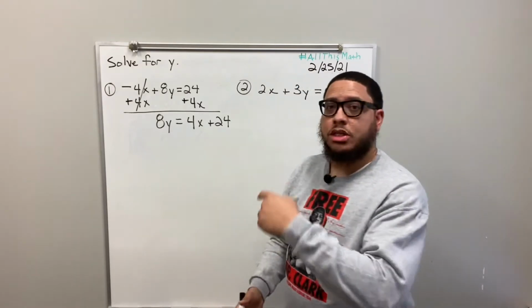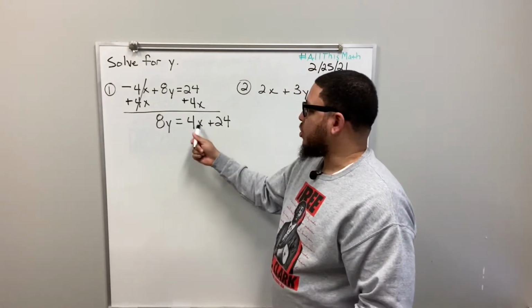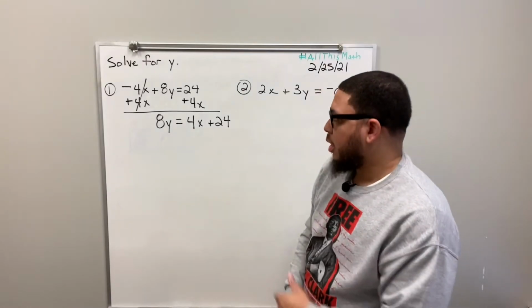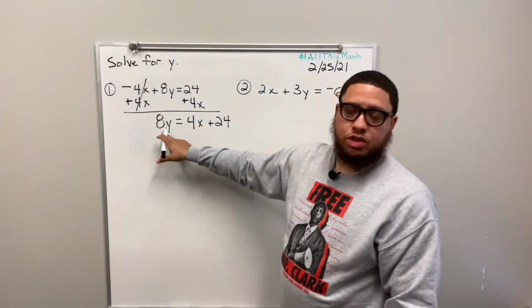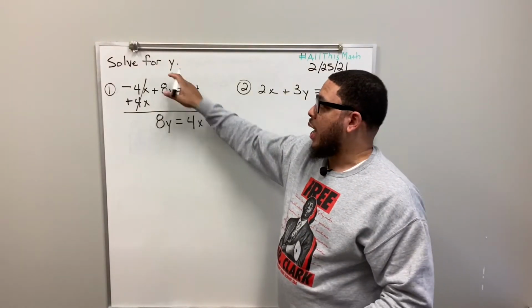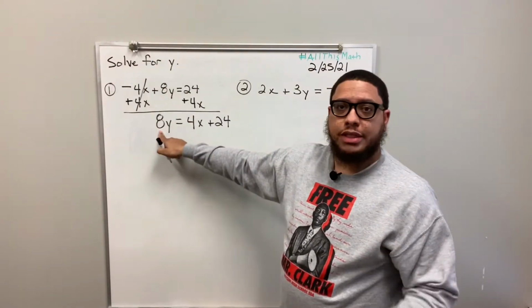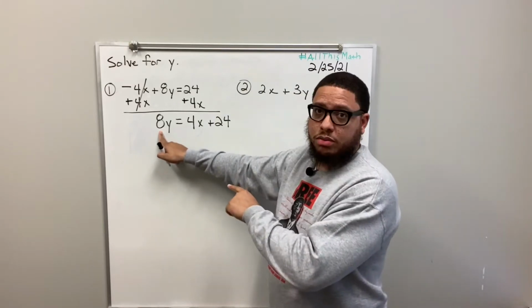But because I want this in slope-intercept form, I want the x term right next to the equal sign. Now, keep going. I said I was trying to solve for y. I'm not trying to solve for 8y. I'm trying to solve for y. So that means I got to get rid of this 8 right here. This 8's got to go, right?